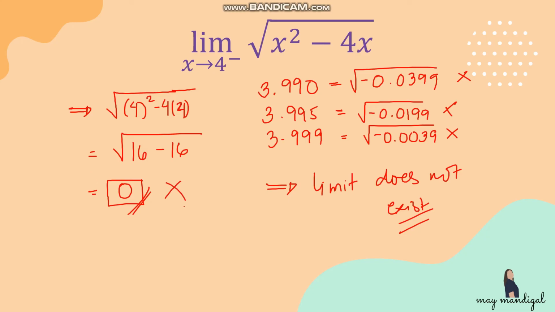So in this case, we cannot use direct substitution because you really have to check if the value that you get here will be the same as if we do direct substitution. But since they are not the same, we are not able to get values as we substitute those numbers from the left to 4. So that means the limit does not exist. So just remember, if you want to get the limit of a function and it's a one-sided limit, you really have to check first and not do direct substitution right away.